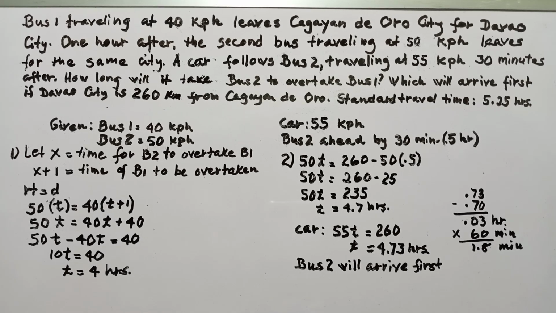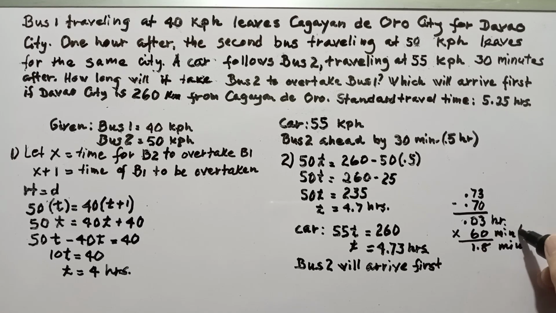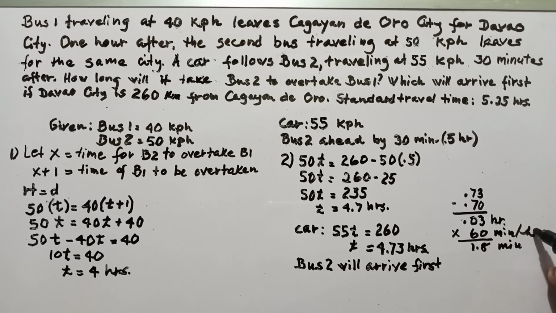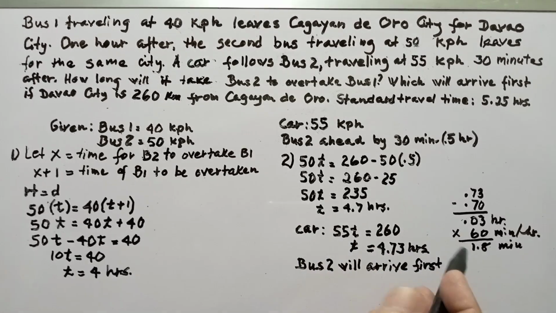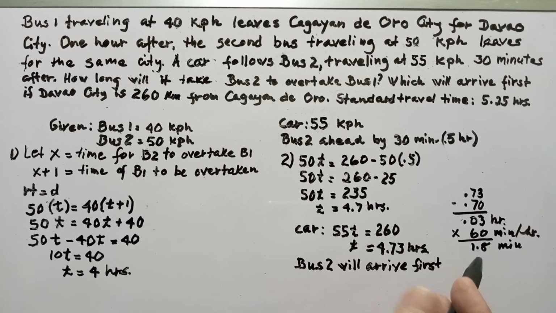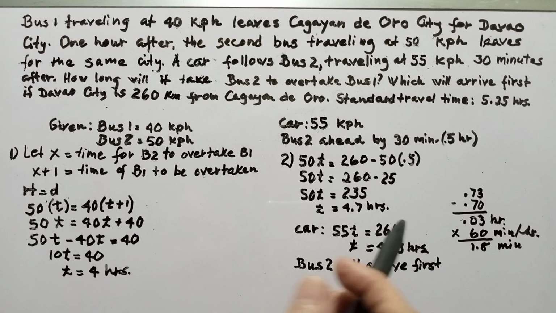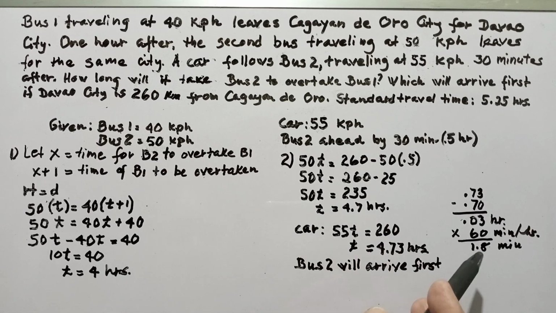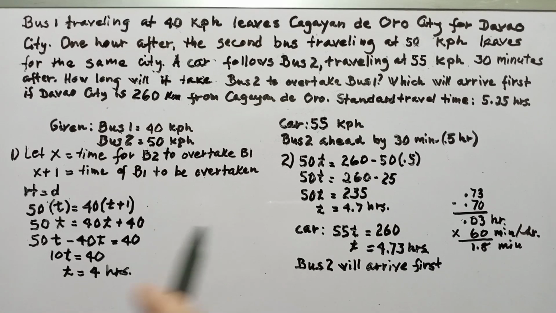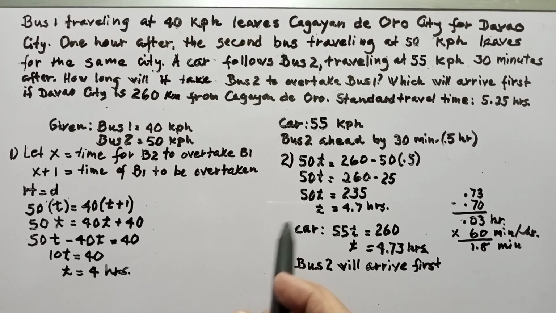So it is clear. Other students may wonder, where do I get the minutes? So that is 60 minutes per hour. So the difference in time is 1.8 minutes. Bus 2 is ahead by 1.8 minutes over the car. So I hope that the solution is very clear. I mean, the explanation is also very clear.